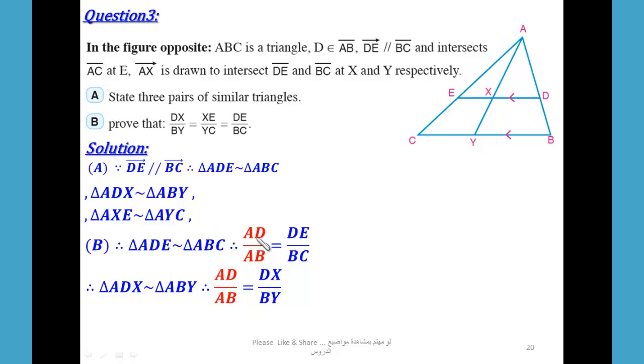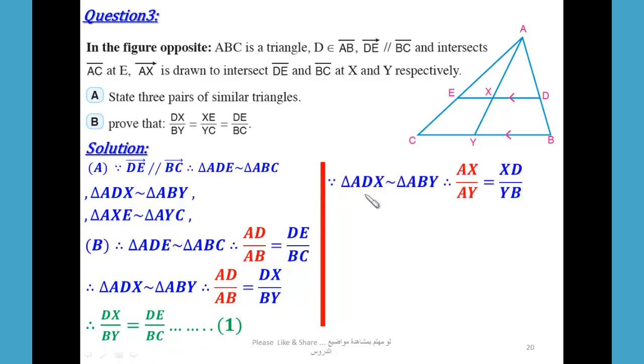And we have this ratio is common, AD over AB and AD over AB. We can deduce that the two right sides are equal. Then DX over BY equals DE over BC. And this is number one.